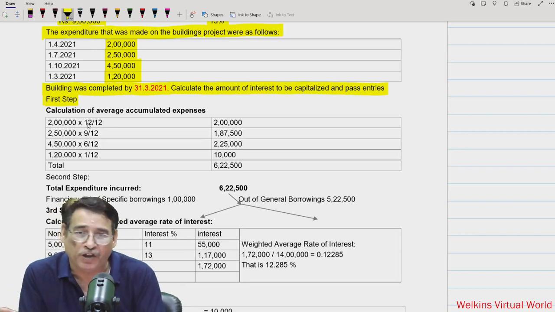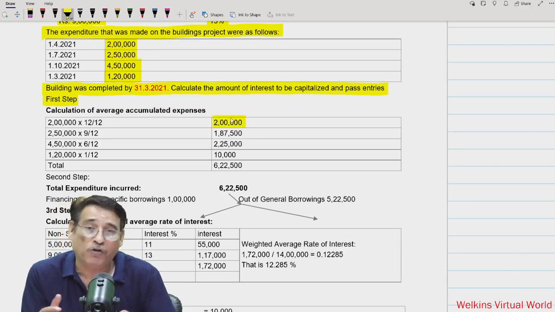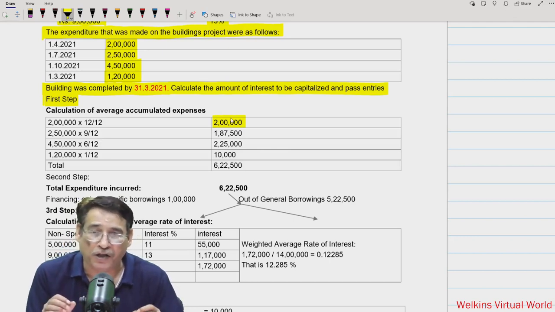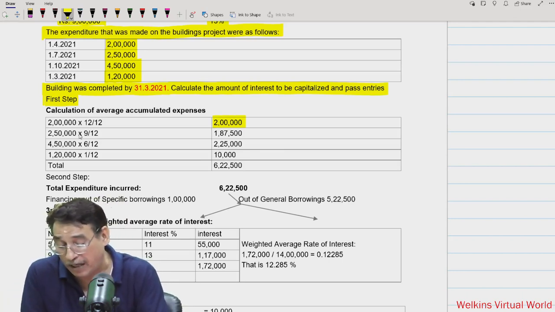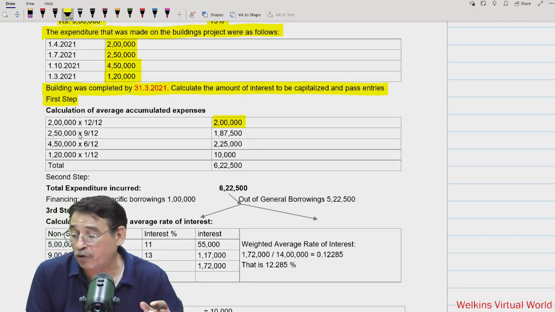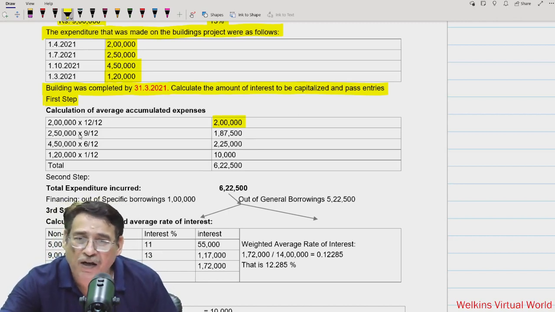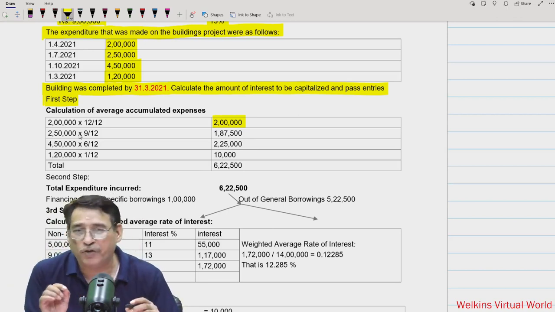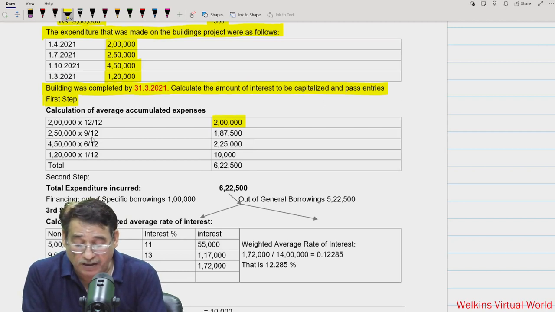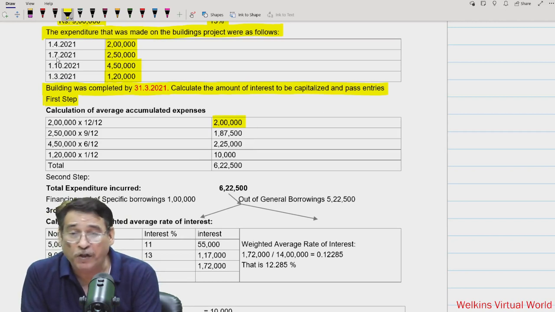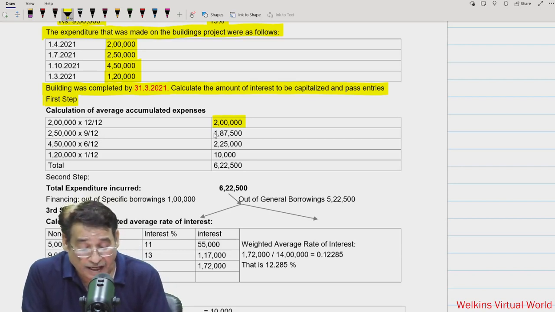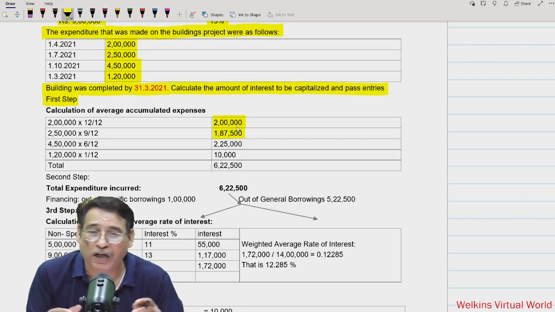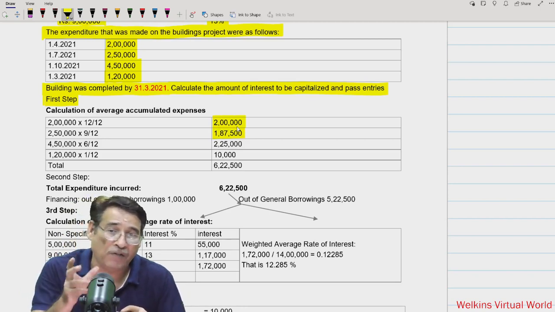By multiplying it with 12, I get the amount which I have spent in the current accounting year. Now just have a look at 2 lakh 50. If I divide 2 lakh 50,000 by 12, I get something near about 20,833. That means average expenditure per month is 20,833. Because we spent this amount on 1st of July, and if I compute the time period from 1st July till the end of the current accounting year, it will be 9 months. So for 9 months, your expenditure will be 1,87,500. Are you getting my point or not?